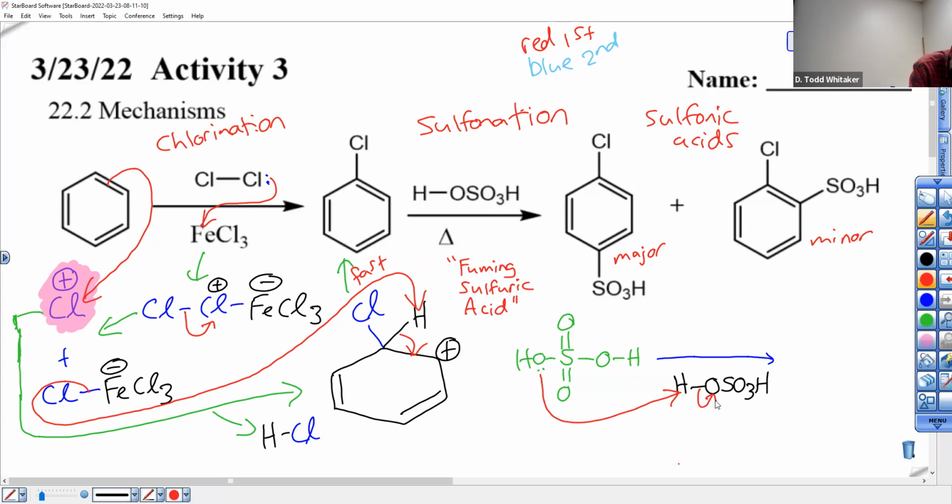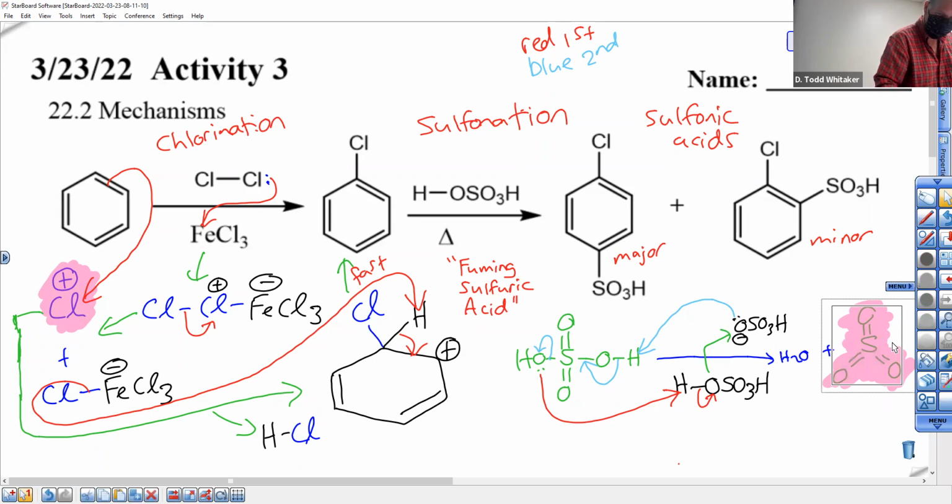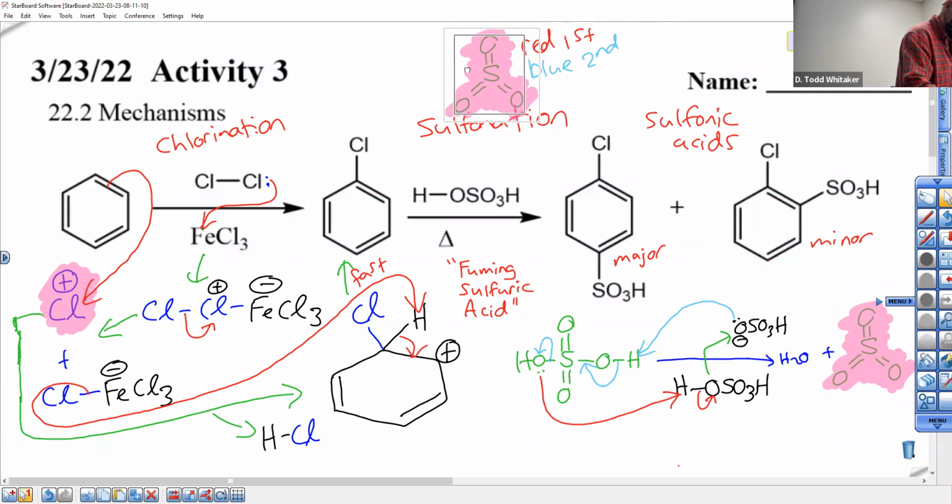Protonate to make it a better leaving group. In so doing, you're generating a base. That can deprotonate the beta position. Sigma becomes pi. Water leaves. You got your H2O. And your super electrophile this time is this, SO3.